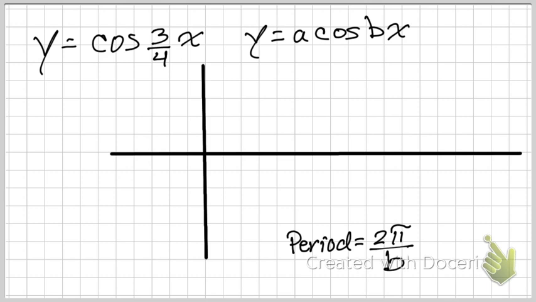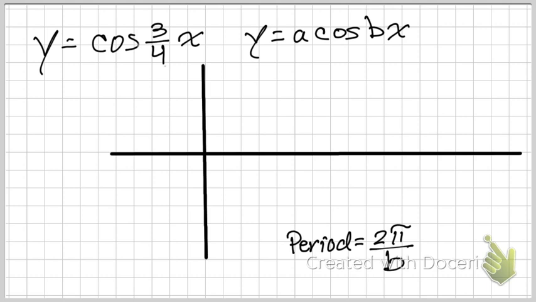Okay? So I'm going to take this 3/4 out for a moment. If that 3/4 wasn't there and I just had cosine x, what would the period be? It would be 2 pi over 1, which is 2 pi. And that's what we saw: it goes through a cycle in 2 pi units along the x-axis. But in this case, I want to go 3/4.